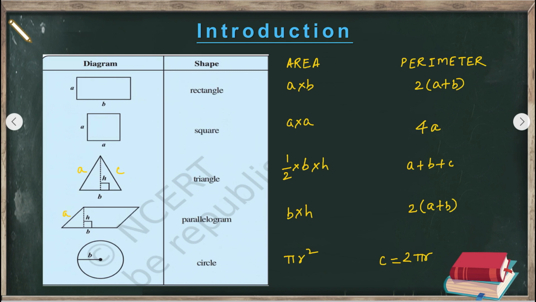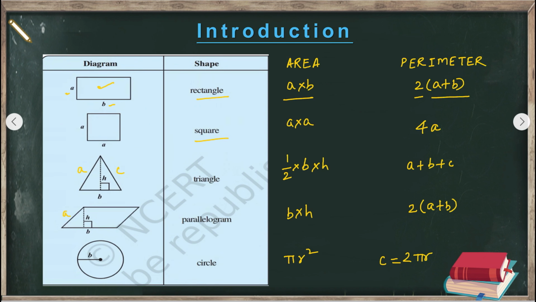First we have this rectangle whose figure is given here. This side is known as the length, and this A is representing its breadth. Then the area of the rectangle is given as length into breadth, it is A into B. And the perimeter of the same is twice of A plus B. This is what you've already studied.